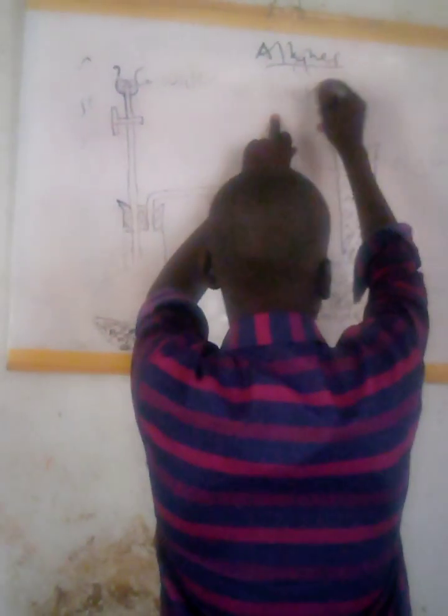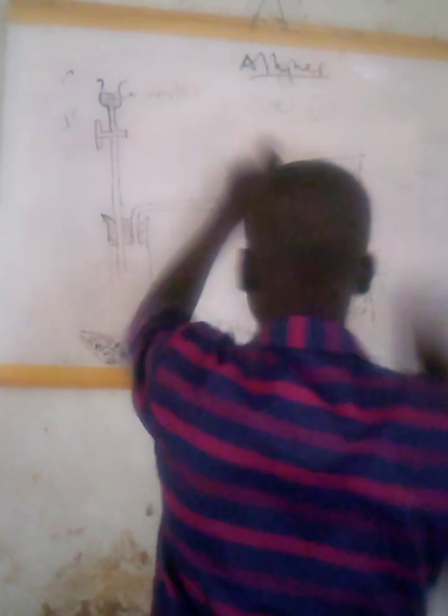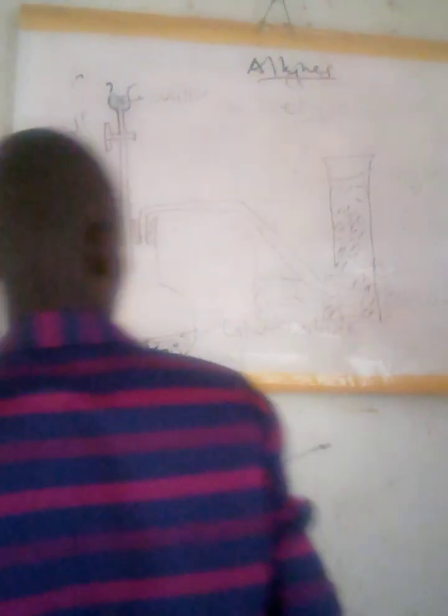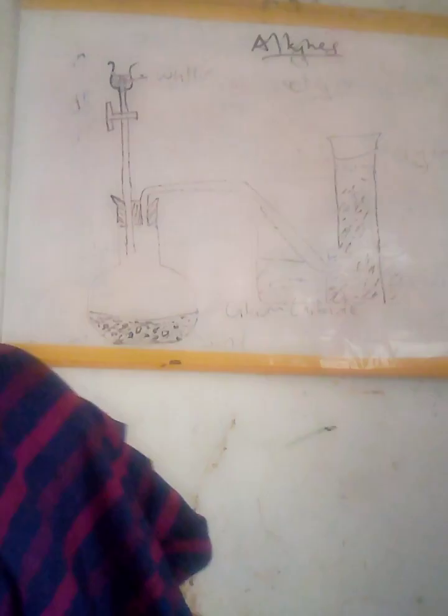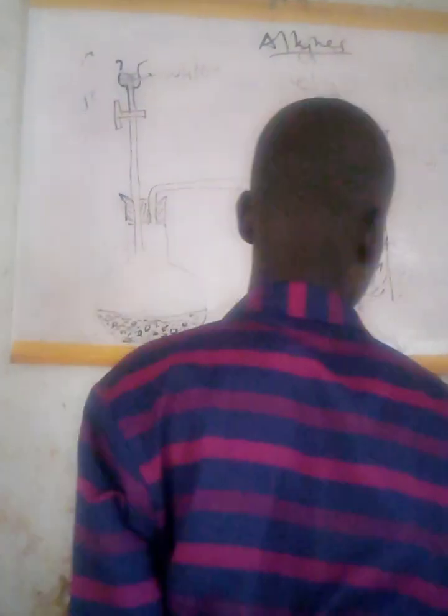So guys, this is how we can prepare alkynes. For example, I'm using a simple alkyne known as ethyne. So for ethyne, we have what we call calcium carbide and sand. Then of course we have heat. Then it is prepared by the method over water.